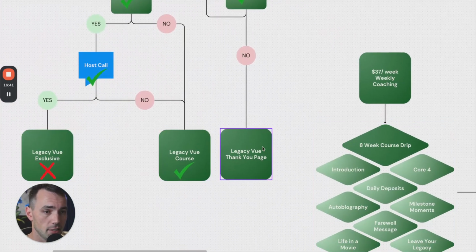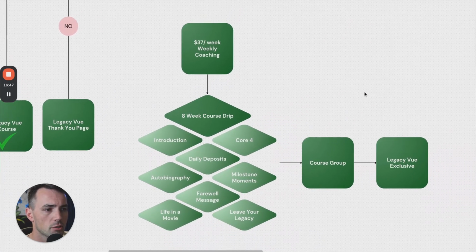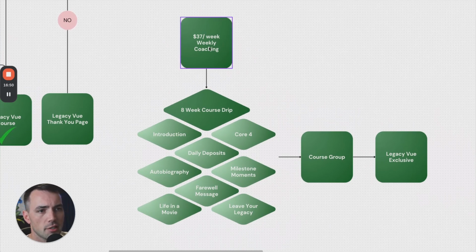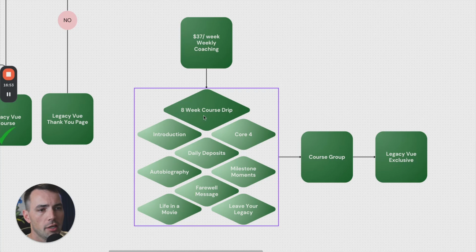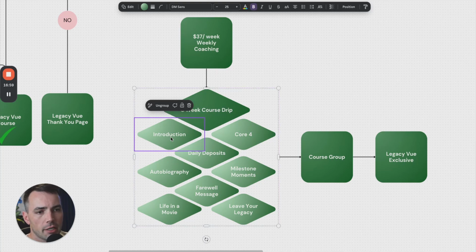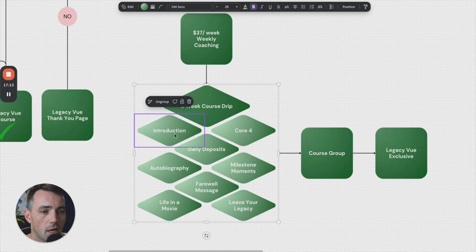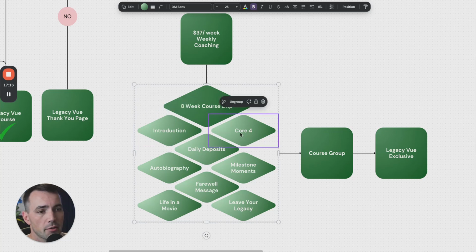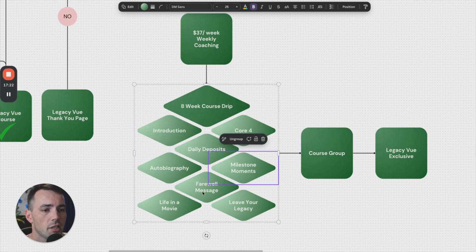Now, once they get into these different programs, you want to map that out as well. So for me, the course was the downsell. So the weekly coaching and the course drip right here was, I'd send them the introduction video, which is an overarching video of how the course is going to go, how they need to go through it. I explain how each level builds upon the last. And then I'll send them the next video the next week, which I call the Core 4. And then I go into what I call daily deposits, and then autobiography, and so on and so forth.